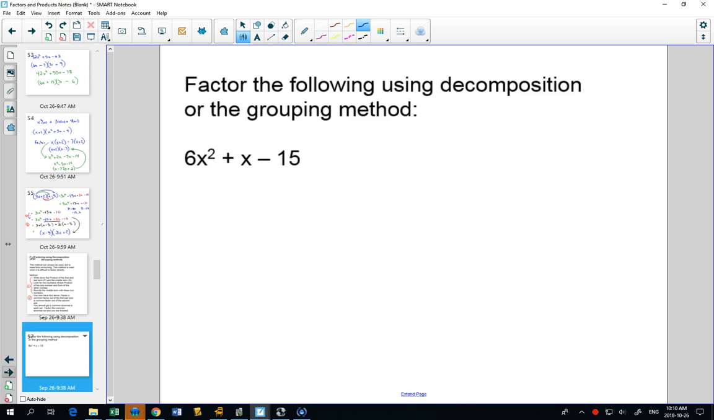If I multiply my first and last terms together, I'm looking for a product of negative 90. And my middle term, the coefficient is 1. Can you tell me two numbers whose product is negative 90 and whose sum is 1? 9 and 10. Which one has to be positive? Which one has to be negative? 10 is positive, 9 is negative. Can you see that if you multiply those, you'll get negative 90. If you add them, you get 1.